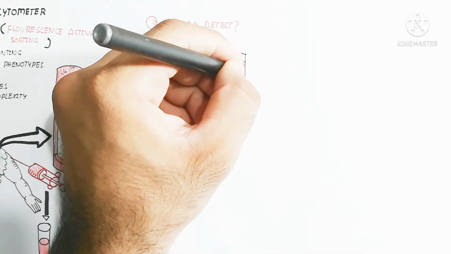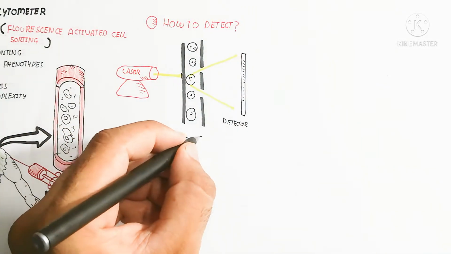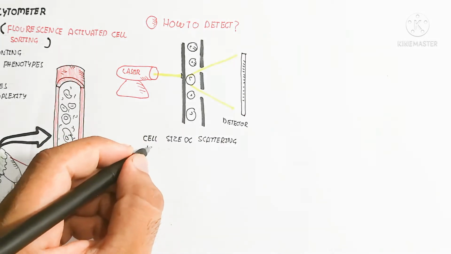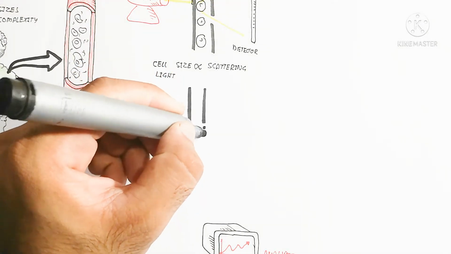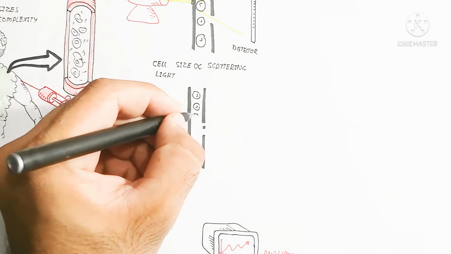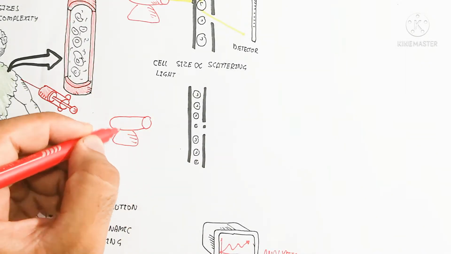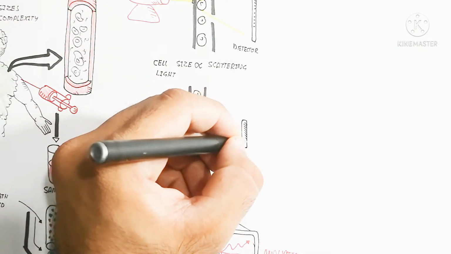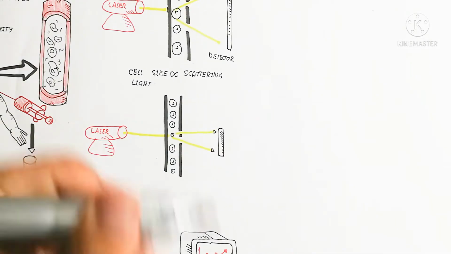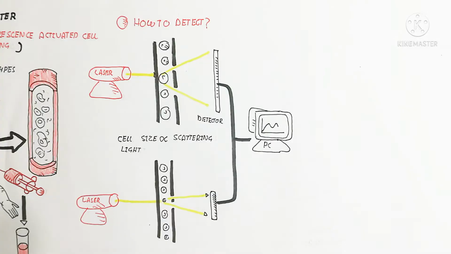In the forward side, the detector detects the direction of the light, whether it moves wider or closer. So the cell size is directly proportional to the scattering light. It means if the cell is larger, the scattering light will be more, and we can detect it. On the other hand, for a smaller cell, we can put the laser beam here, and the smaller size will scatter less light.